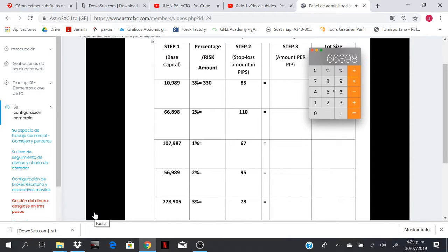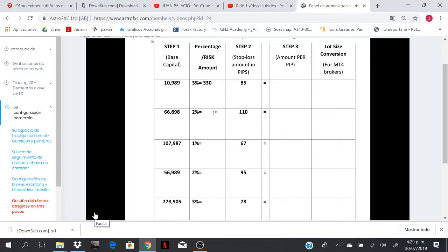66,898. This time we want 2%. Again, we want to find our 1% first. Divide it by 100. £668.98. To get 2%, we're timesing it by 2, which equals £1,337.96. So here I would say £1,340. Cool.